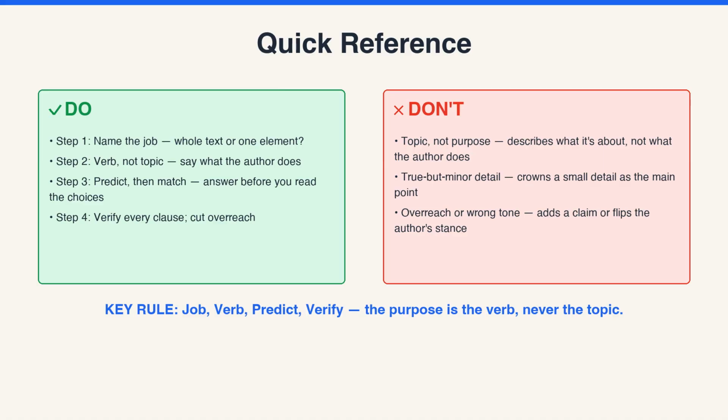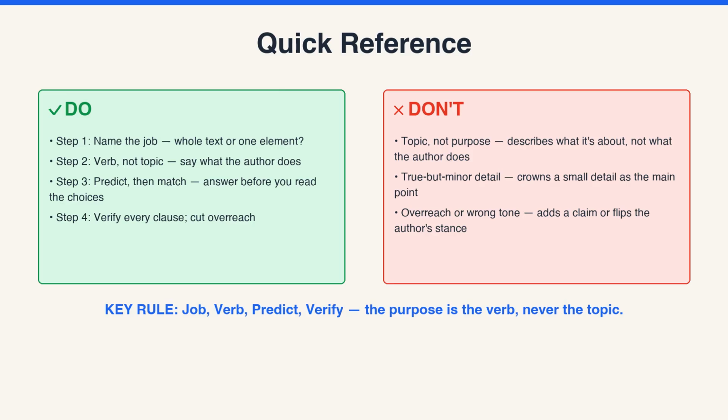The text structure and purpose formula. Step 1, name the job, whole text or one element. Step 2, verb not topic, say what the author does. Step 3, predict, then match, answer before you read the choices. Step 4, verify every clause, cut overreach.